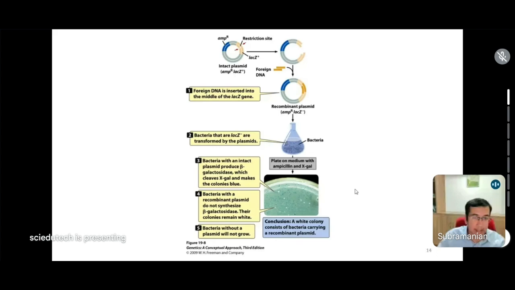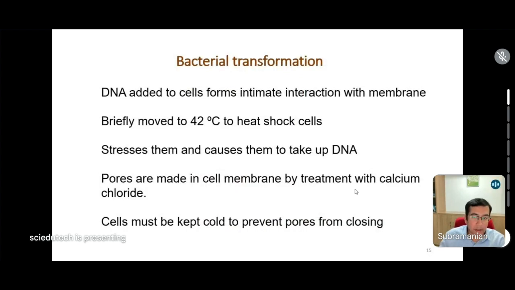And when there is an insert in the LacZ site, what happens is the LacZ site is broken and there is no enzyme encoded, and you will get white colonies, right? So all the bacteria carrying the recombinant plasmid will have white colonies. Next slide, please. So that is one form of selection.